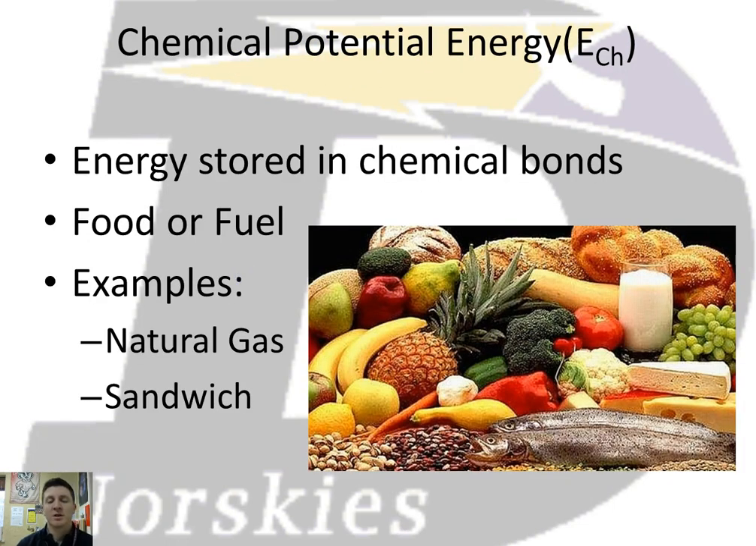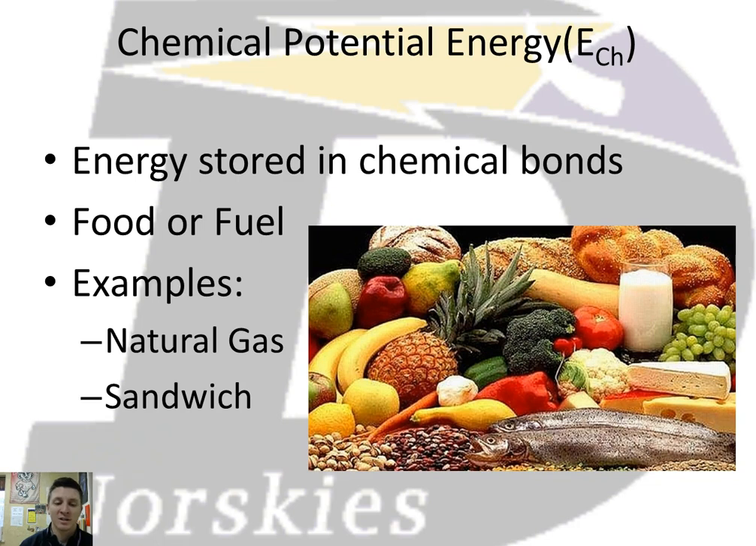The next type of energy is called chemical potential energy, or ECH. This is energy that is stored in chemical bonds. My rule of thumb that I tell students is, is it a food or a fuel? If it is, it has chemical potential energy. For example, foods that you eat, like shown here, contain chemical bonds between the atoms in that matter. If you break those chemical bonds, they release energy, so they have potential energy locked in between those bonds.